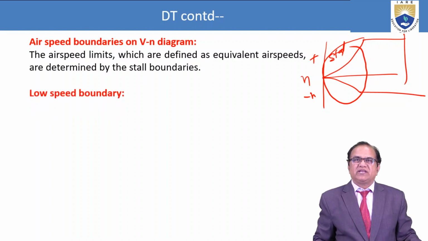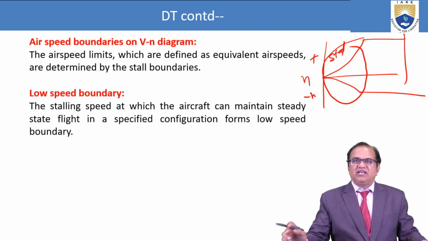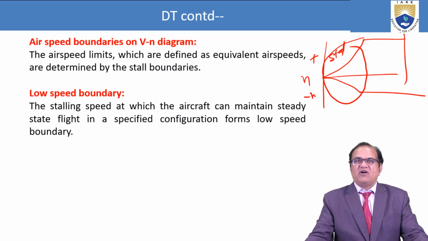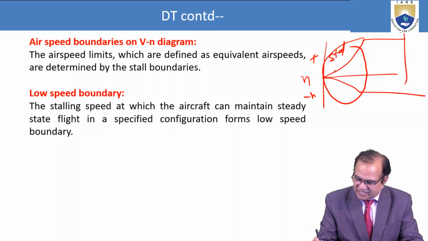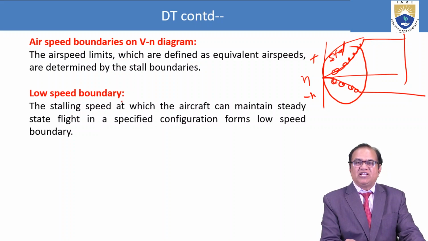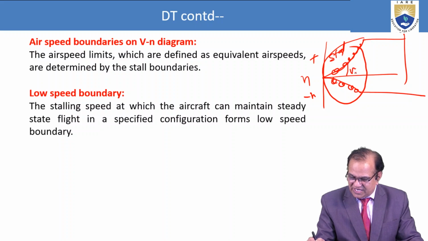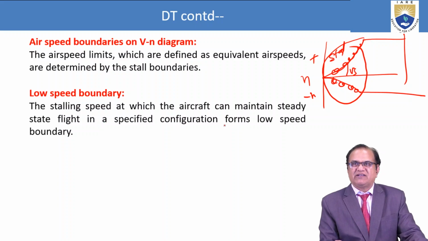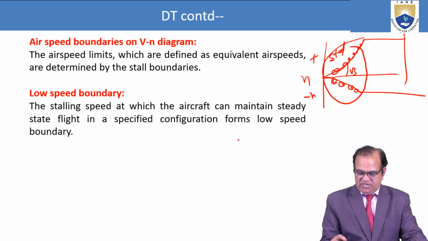Low speed boundary. The stalling speed at which the aircraft can maintain steady state flight in a specified configuration forms a low speed boundary. So these are the low speeds. This is for the negative load factor and this is for the positive load factor. The stalling speed, and here is Vs.